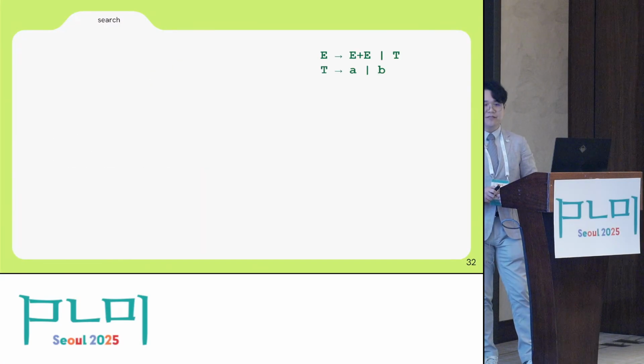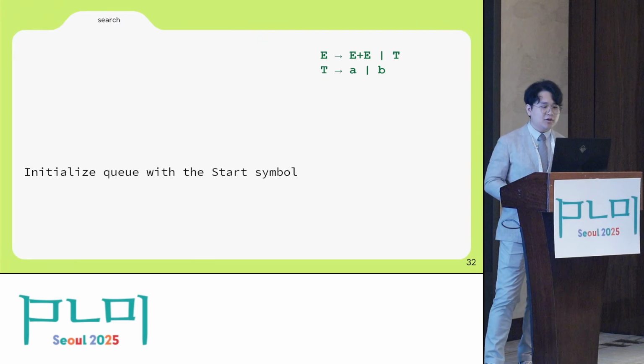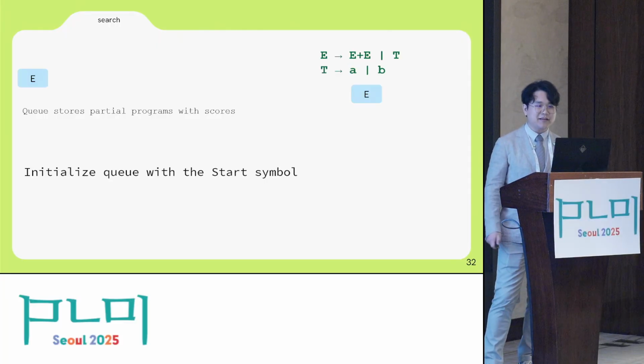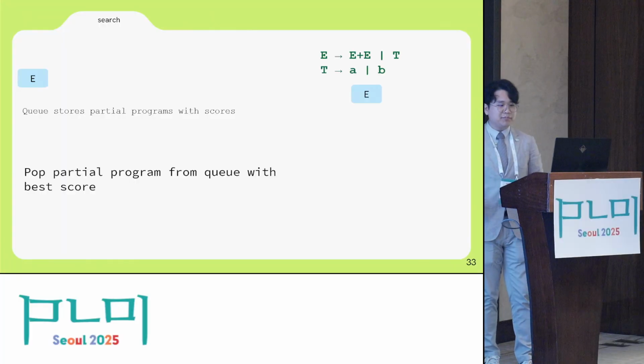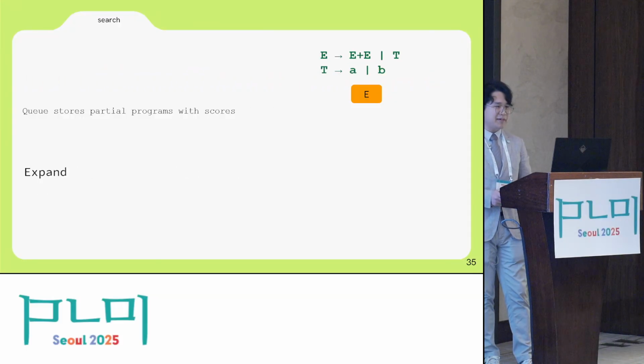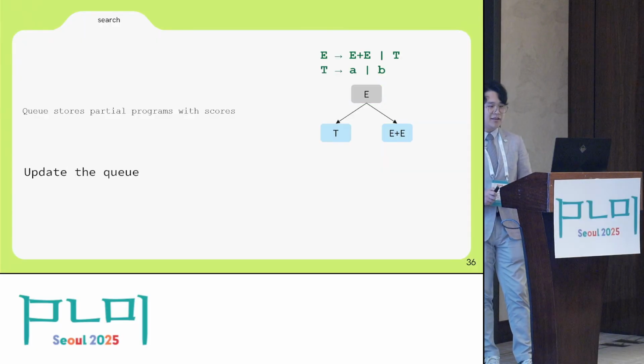Let's have a very easy example. If this is our grammar, we first initialize the queue with the start symbol E. And here the queue stores partial programs with scores. We have E, and we pop the partial program from the queue with the best score, which is now E. We pop it, and then we expand it. We can expand it to T and E plus E. We update the queue.